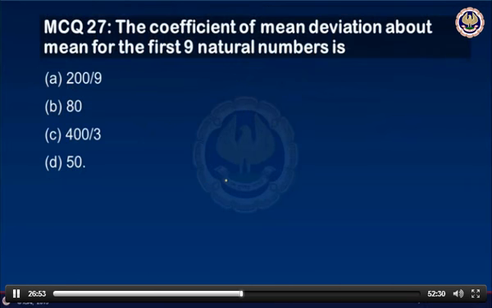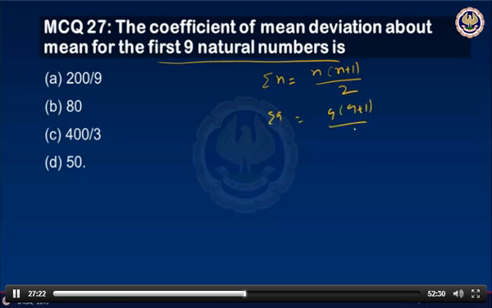Next, look at MCQ number 27. The quotient of mean deviation about mean for the first n natural numbers. You know, students, the sum of the first n natural numbers is n into n plus 1 by 2. Here we have to find the mean deviation about the mean. For that, first we need the sum of the 9 observations also. So the sum of 9 observations is 9 into 9 plus 1 by 2. This is 9 into 10 by 2.